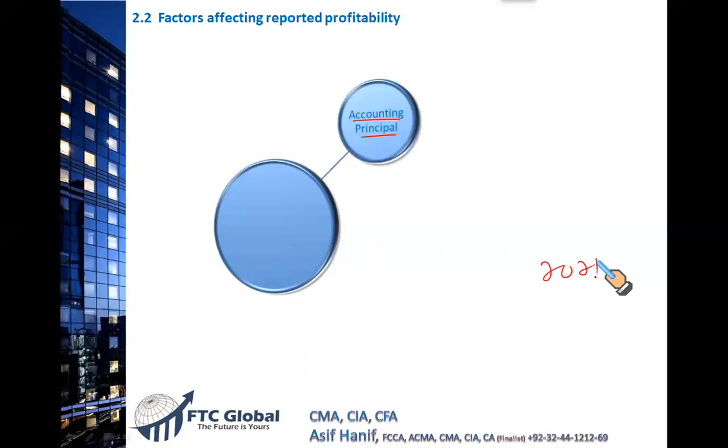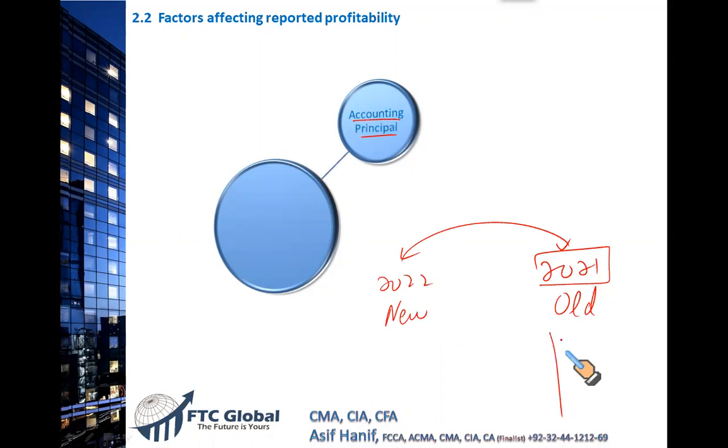In 2021 and 2022, the revenue recognition standard was changed. 2021 financial statements were prepared under the old revenue recognition standard, and 2022 under the new financial reporting standard. If it happens, US GAAP and IFRS require you to report these two numbers on the same basis. So you will have to revise your 2021 financial statements as per the new revenue recognition standard, so that it becomes comparable. So this is an important point to remember.